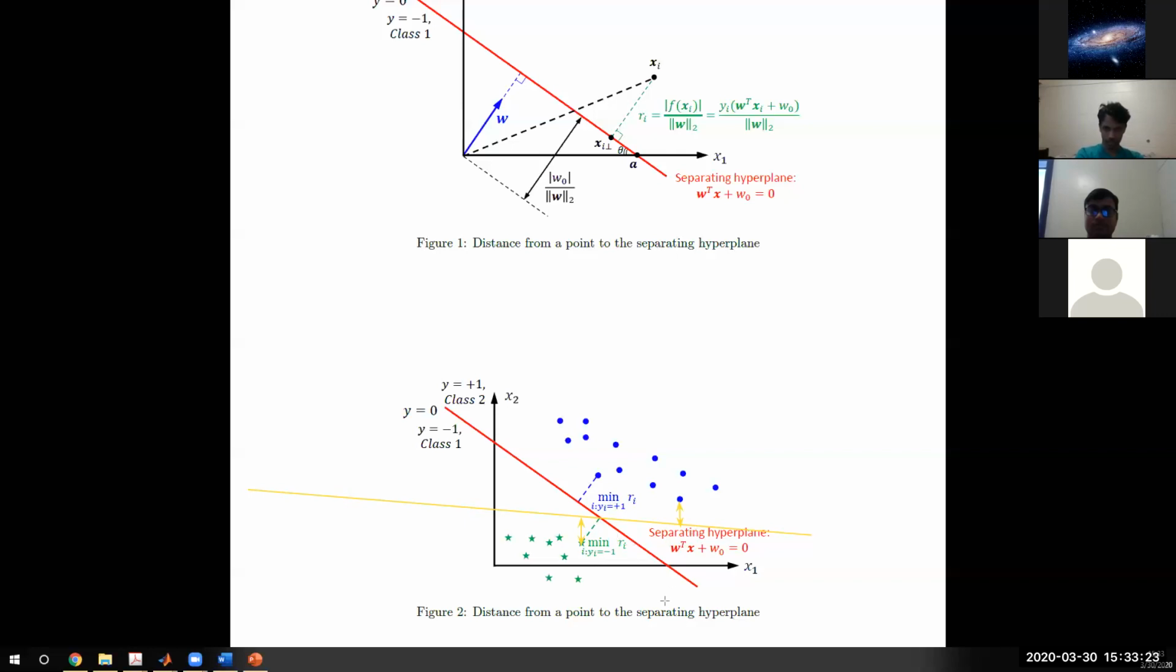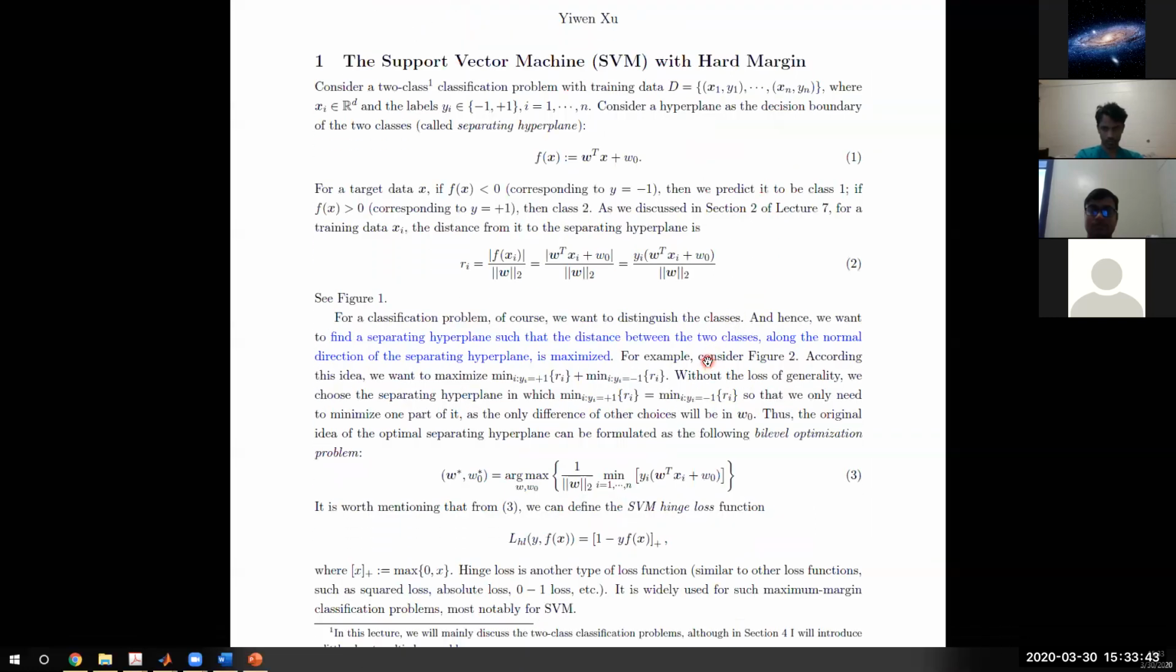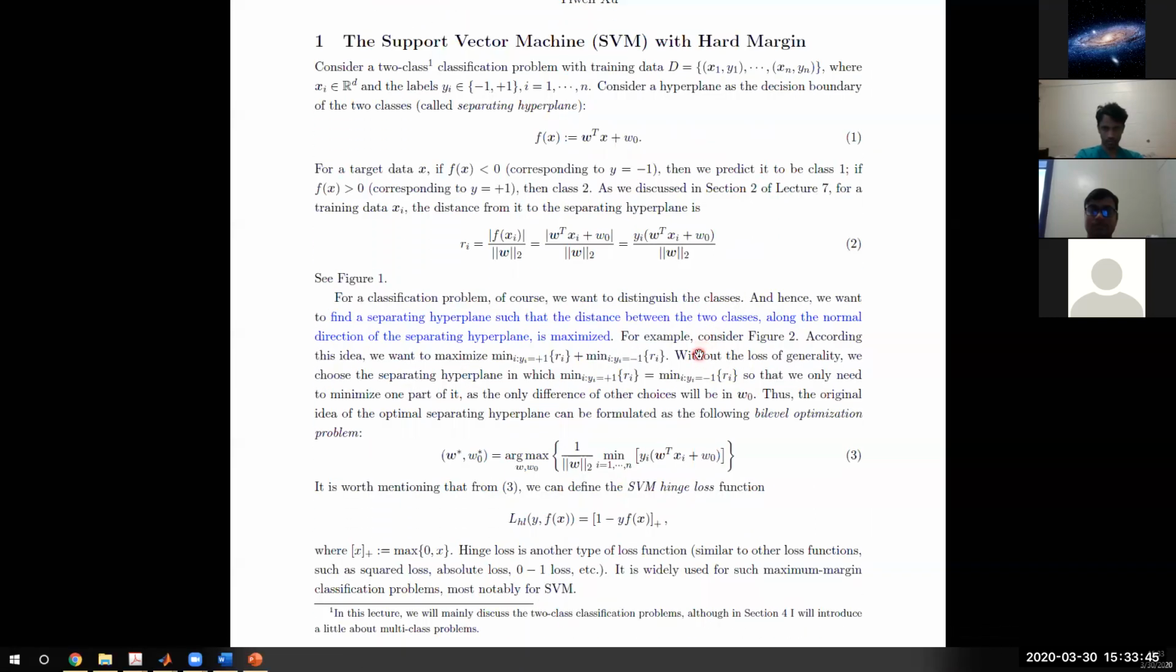You know what I mean? You can just rotate this red line. You have many different choices, and you want to find the line such that the distance is going to be maximized. So this is the idea of the optimal hyperplane, which is also the basis, the key of the support vector machine, SVM.